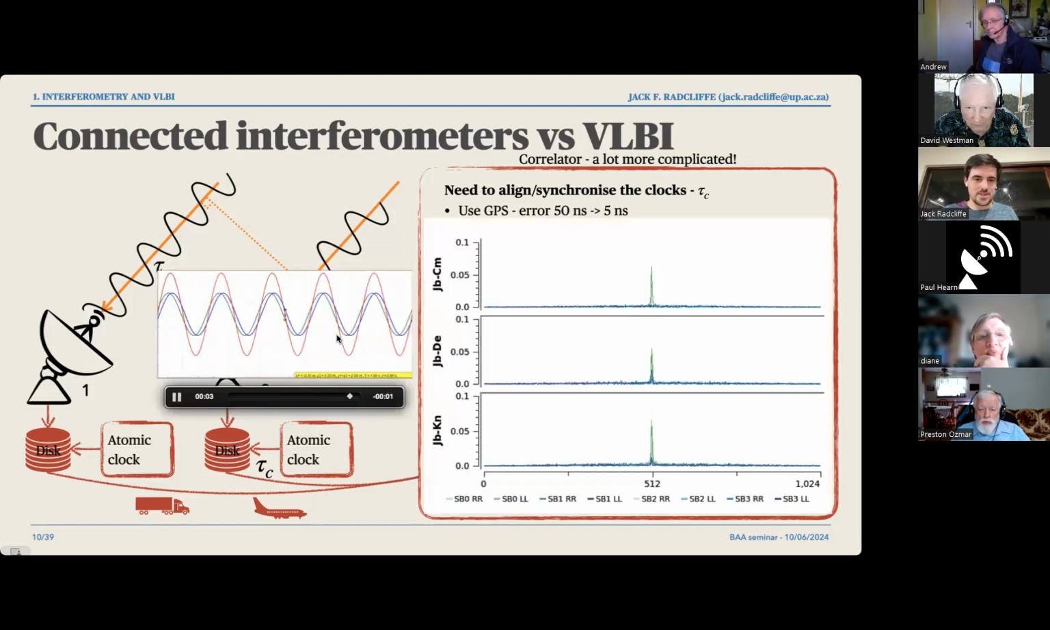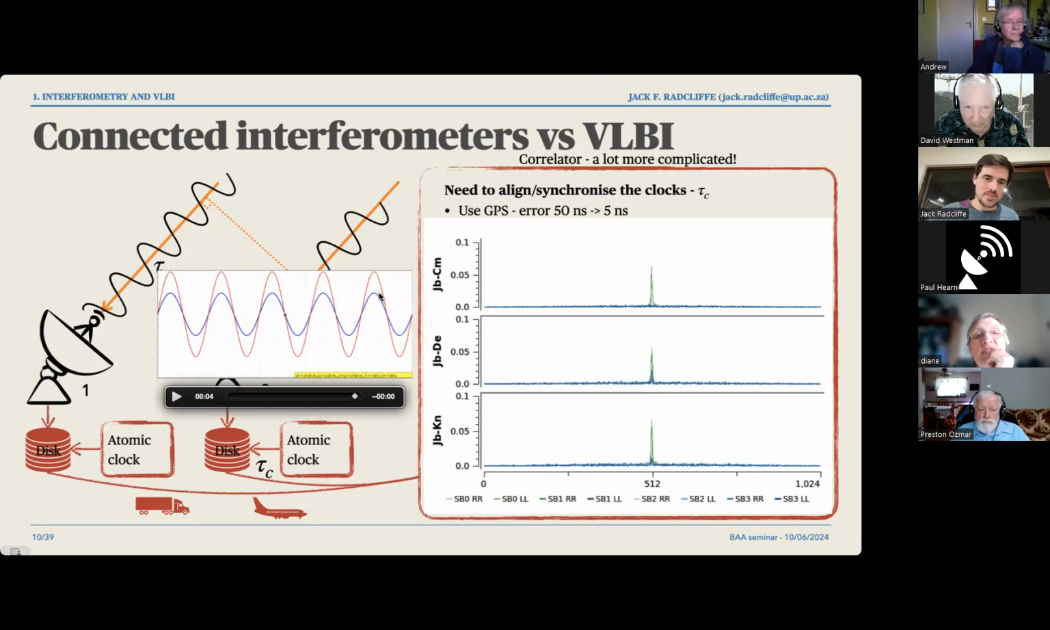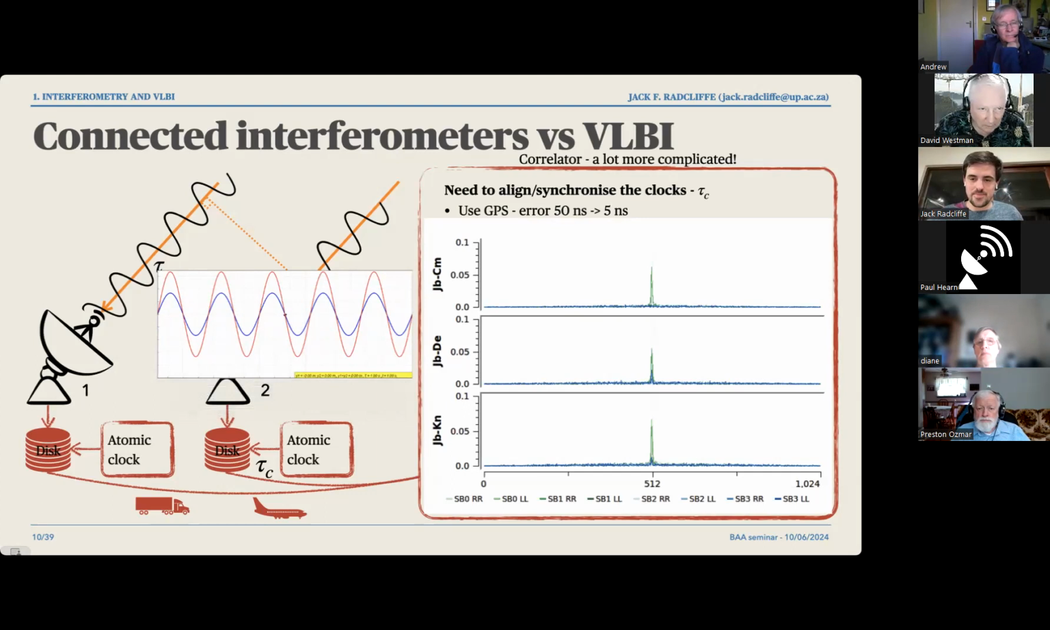On the left-hand side, we've got the same interference pattern. If I can stop this when it's at the maximum, then this is what you want to have. You want your two signals from your telescopes in phase, and they combine to give you a maximal signal. And on the right-hand side, you can see the signal as a function of frequency, channelization I think. And this is in the e-MERLIN telescope. So this is Jodrell to Knockin, Jodrell to Defford, Jodrell to Cambridge.